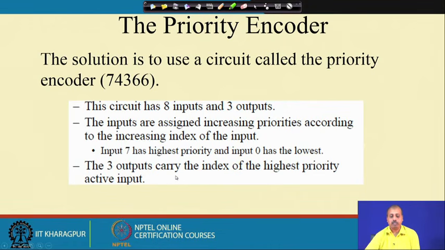So, this is an encoder. It encodes this 8 bit input into a 3 bit output. So, this actually identifies the index of the interrupt line, that is the highest priority interrupt line that we have.